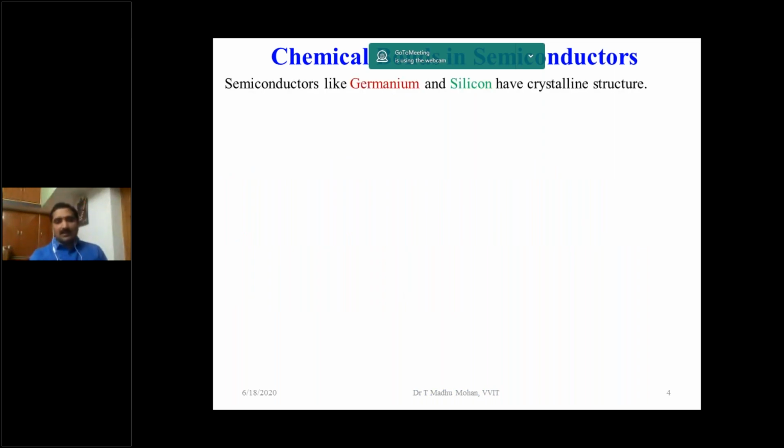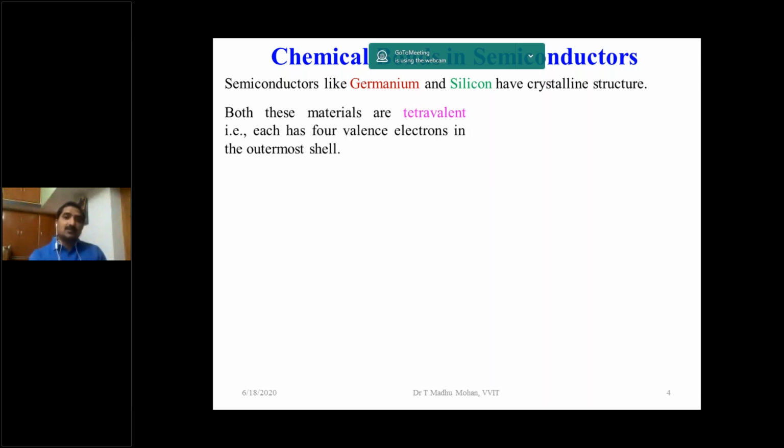Semiconductors generally means we take the examples of germanium and silicon, which are crystalline in structure. Both these materials are tetravalent. Tetravalent means 4 valence electrons are available in their outer shell. So each germanium or silicon atom has 4 valence electrons in the outermost shell.